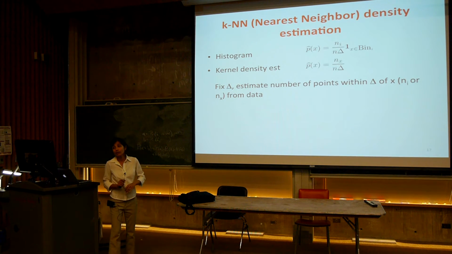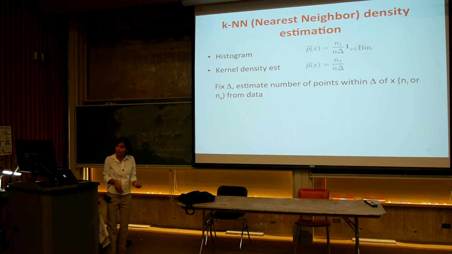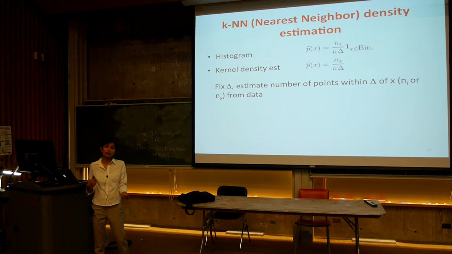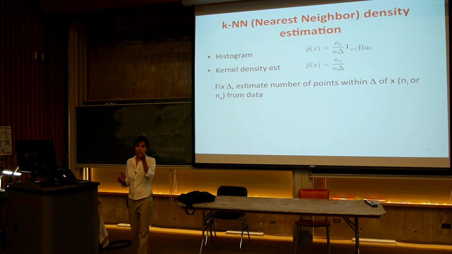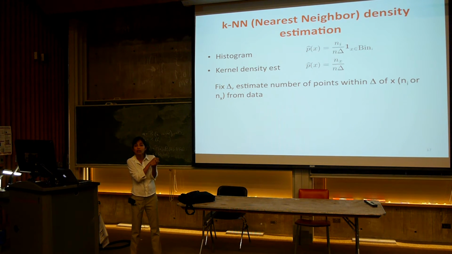Now, another way you can think of this is, how about if instead I fix the number of points? In all of these, what you're doing is fixing delta and estimating the number of points. What if you say, well, let me fix the number of points and see what's the corresponding delta? So what do we mean by that? We fix how many training points we want around a test point, that we will account into our density estimator, or that will add their bumps.